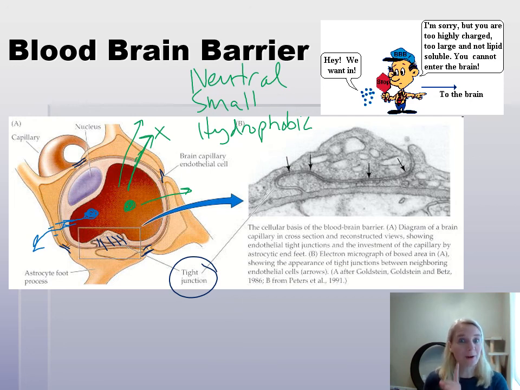All right, so that wraps up our discussion on the safety and protective measures around the brain.